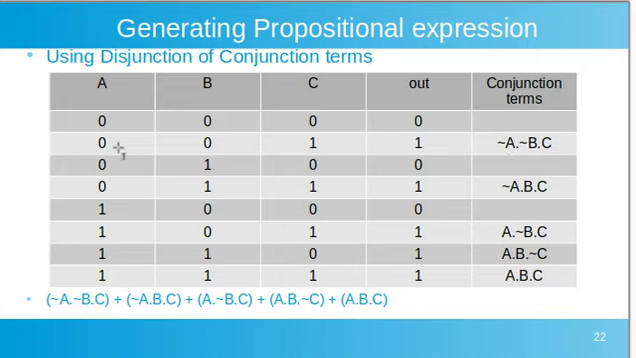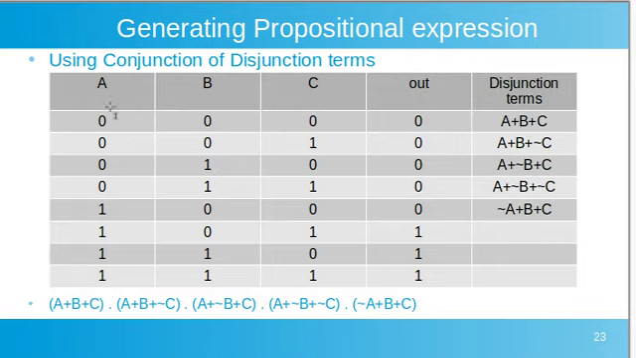So it is not A, not B and C. It will be not A, B and C. It will be A, not B and C. It will be A, B, not C. It will be A, B and C. So these are the conjunction terms we get. Now we have to find the disjunction of those conjunction terms. So when we add those conjunction terms, we will get the disjunction of conjunction terms. So this is the propositional expression we get from the situation.